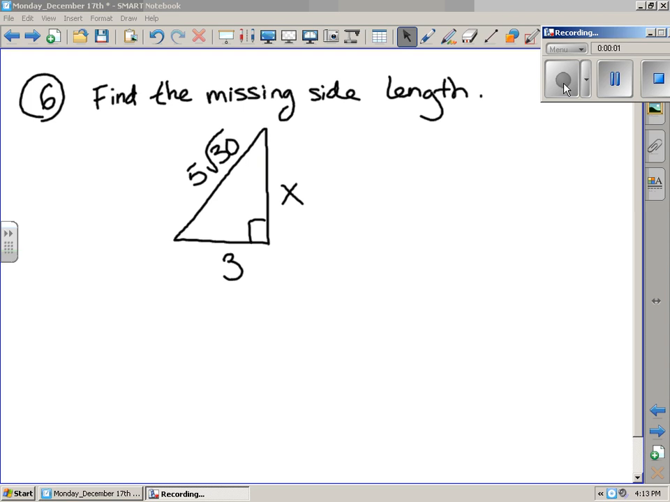The last problem from Monday, December 17th. It's just finishing up that other video. So you need to find the missing side length in this problem. So we're solving for x.